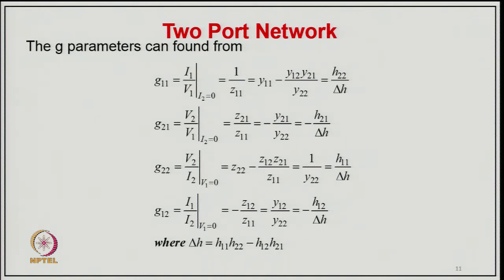Similarly, G22 is V2 upon I2, that is, you can call it the impedance, where V1 equals 0, meaning the input terminals are shorted, equal to Z22 minus Z12 Z21 divided by Z11, equal to 1 upon Y22, equal to H11 upon delta H. And similarly, G12 is defined as a current gain I1 upon I2, where V1 equals 0, meaning the input terminals are shorted, but current I1 can flow into it, equal to minus Z12 upon Z11, equal to Y12 upon Y22, equal to minus H12 divided by delta H, and we have already defined delta H equal to H11 into H22 minus H12 H21.